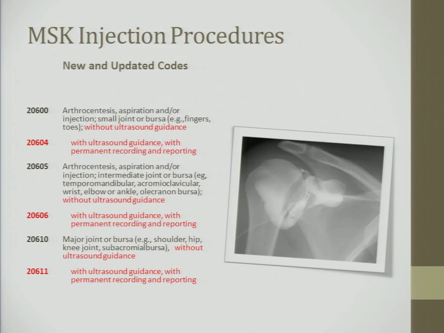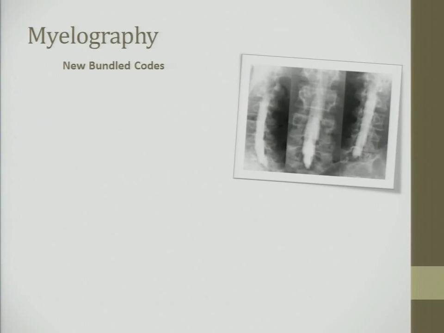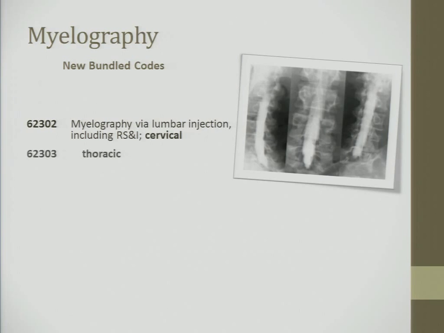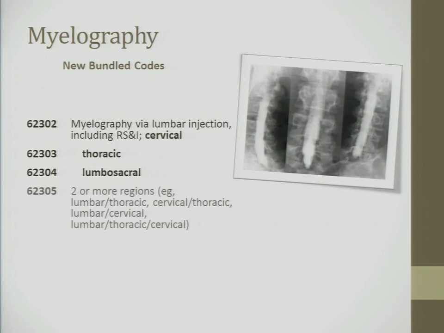A reminder, don't report an additional S&I code with these procedure codes. Next, we'll review myelography codes that also bundle radiologic supervision and interpretation. These are all lumbar injection procedures with individual codes based on the region of imaging, the cervical spine, the thoracic, or lumbosacral regions. When two or more regions are imaged together in a single procedure, 62305 is the code to report. Note that 62305 includes imaging of the entire spine when performed from a lumbar injection.